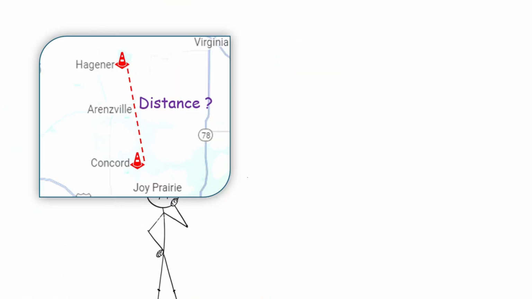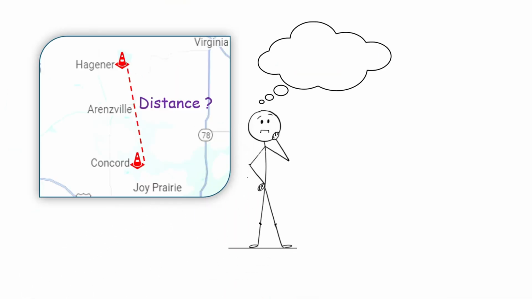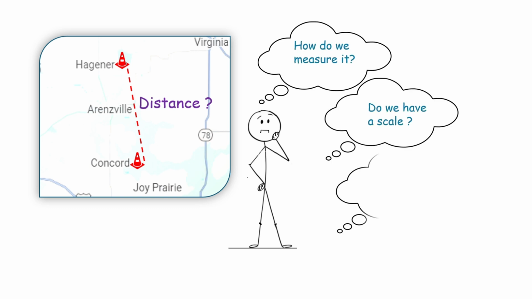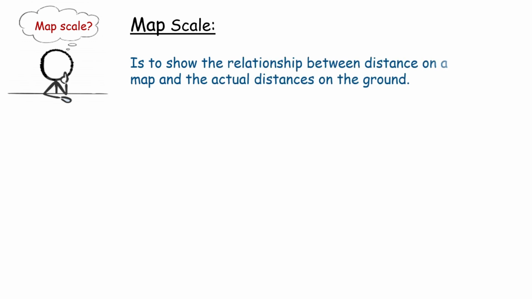So, what is the distance between Concord and Hagener? How can we measure it? Do we have a map scale? And how do we calculate the actual distance? These are the questions we'll explore and answer in today's lesson. Map scale is to show the relationship between distance on a map and the actual distance on the ground.